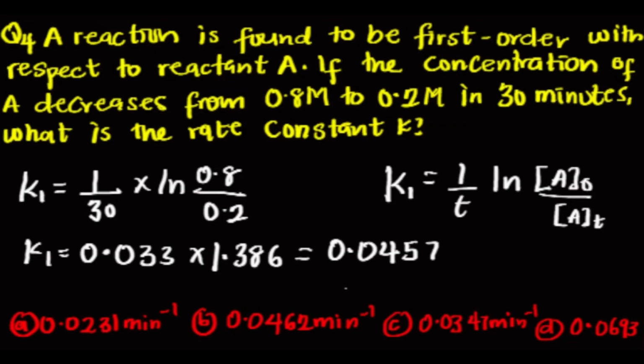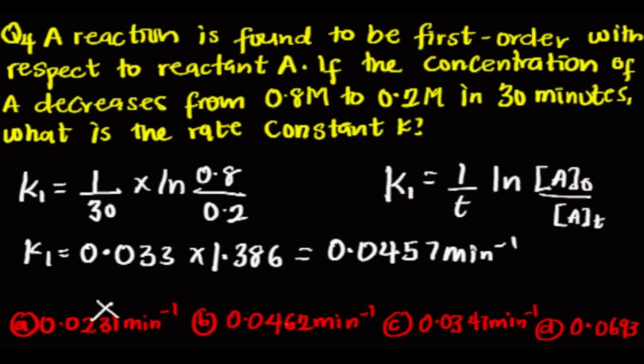One thing I want you to understand here is that since we are dealing with the rate constant k1, the SI unit would be seconds inverse. But since it's given in minutes, it's going to be minutes inverse, that is, per minute. Now, what's going to be the right option here? This is not the right option.